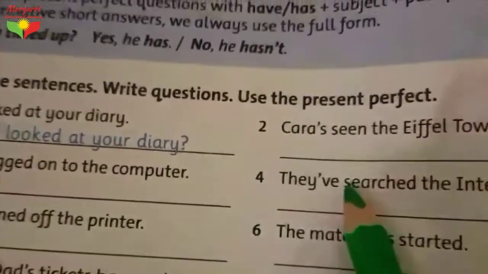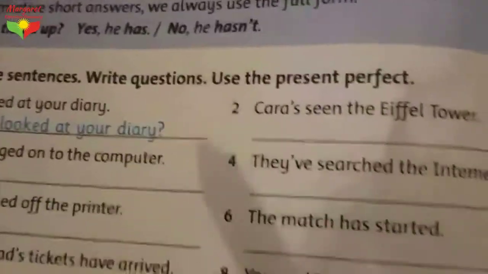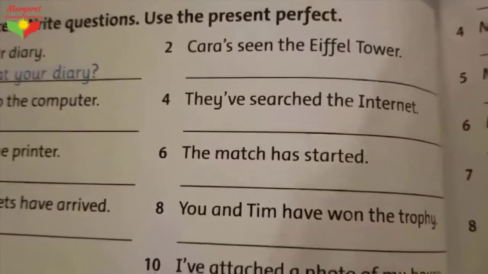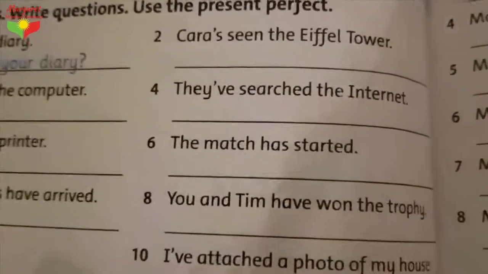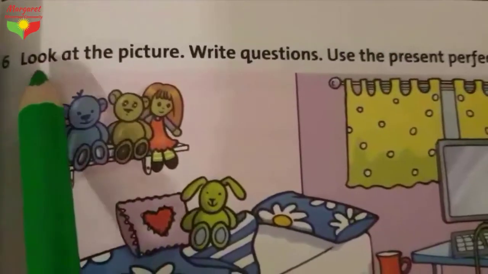So this exercise is about present perfect question form. Here we have these affirmative sentences. You have to change them to the question form, and be aware to put the question mark at the end of the sentences. And then we have this page, which is page 53. And here we have this exercise, which is exercise number 6. And it says, look at the picture.